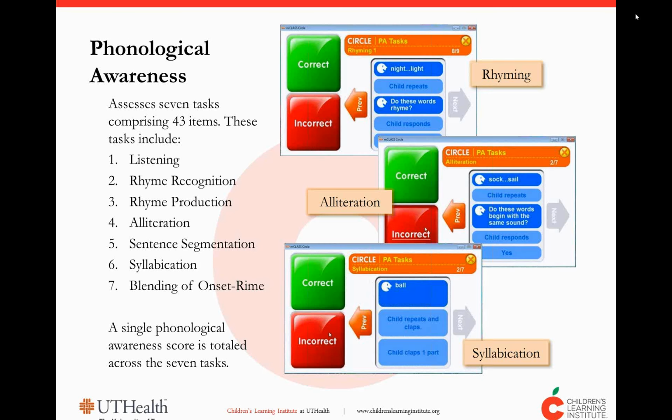The phonological awareness task or assessment is 7 sub-areas of phonological awareness, and you can see they include listening, rhyme, alliteration, sentence segmentation, syllabication, and blending of onset rhyme. 1 total score across these 7 areas is given. However, you'll see in a minute some of the reporting systems of this CPALS allows the teacher to see how the children did at the end of the assessments in each of these sub-areas.